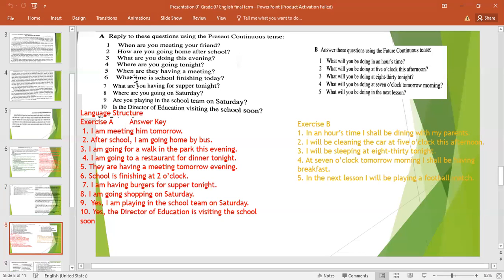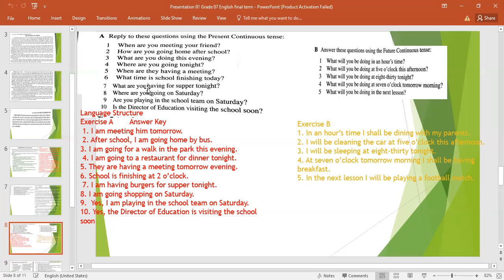Number five, when are they having a meeting? They are having a meeting tomorrow evening. Having a meeting tomorrow evening, present continuous. Number six, what time is school finishing today? The answer is, school is finishing at 2 o'clock. Is finishing at 2 o'clock.